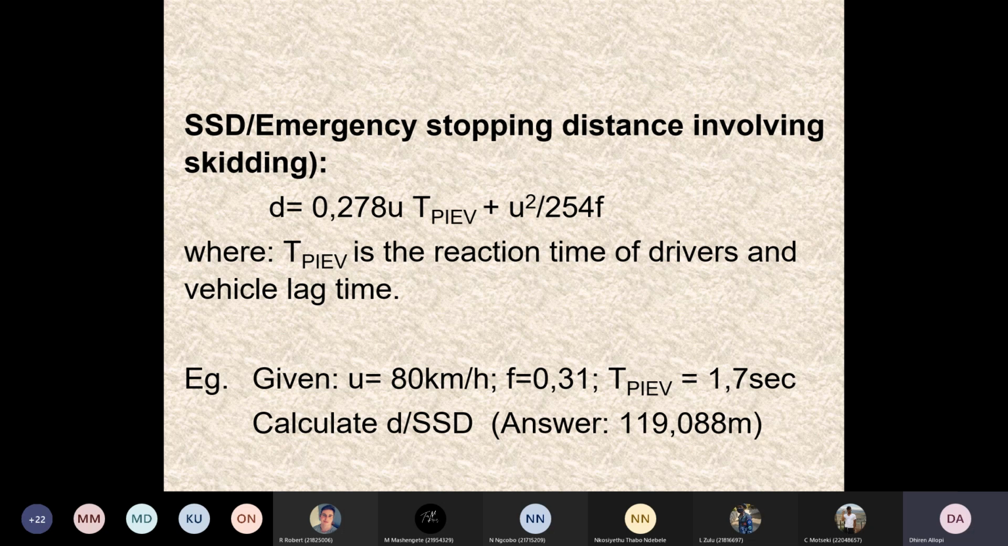119.088 meters. I'll give you again 2 minutes to very quickly punch in the values to the generic formula for emergency stopping distance and see that you come up with the expected answer of 119.088. 2 minutes, go for it quickly.